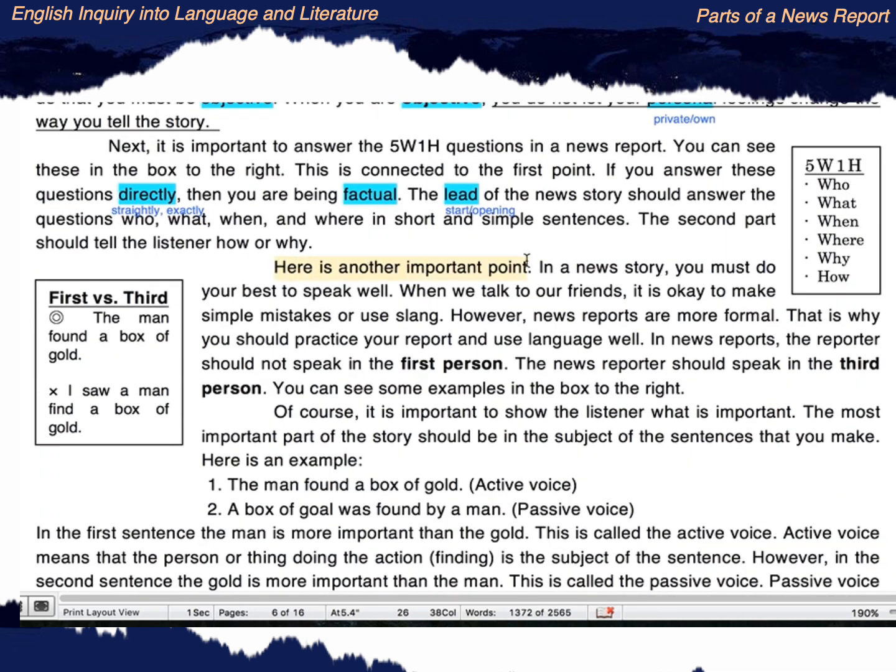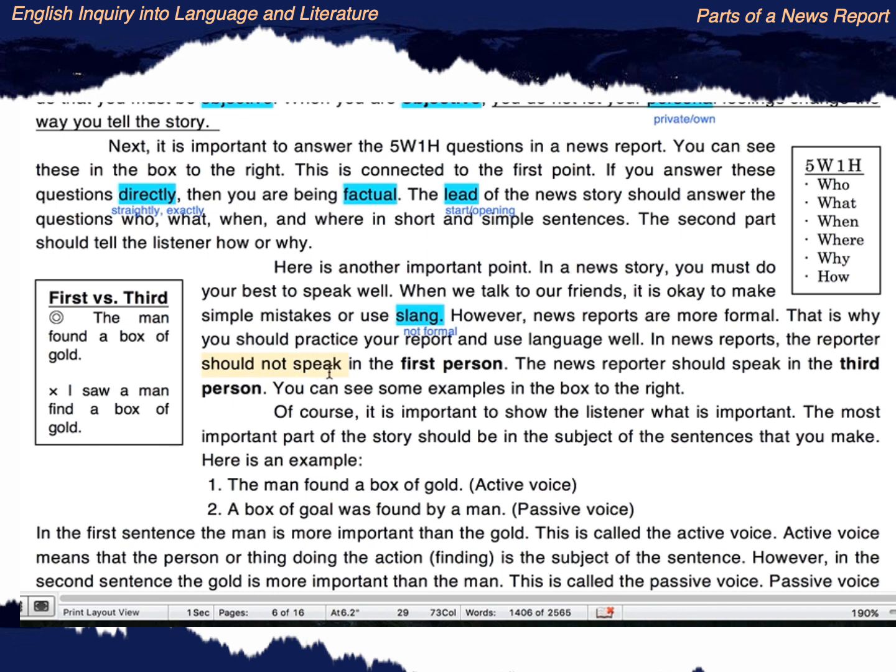Okay, let's continue. Here is another important point. In a news story, you must do your best to speak well. When we talk to our friends, it is okay to make simple mistakes or use slang. Slang. Let's mark this. However, news reports are more formal. Oh, I see. So slang is the opposite of formal. So slang means not formal. Okay, let's write it down. Okay, that is why you should practice your report and use language well.